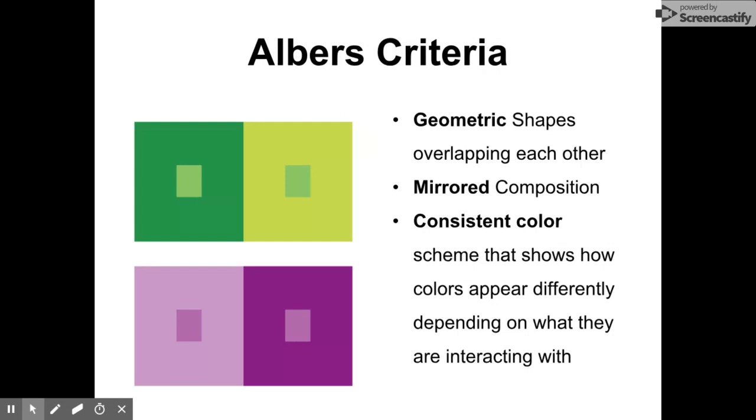So for your art making project, you must complete all the following criteria. You must use geometric shapes that are overlapping. You must have a mirrored composition, and you must have a consistent color scheme that shows how colors appear differently depending on what they are interacting with.